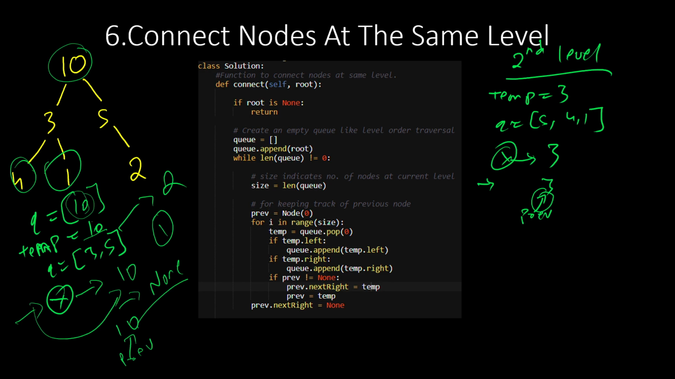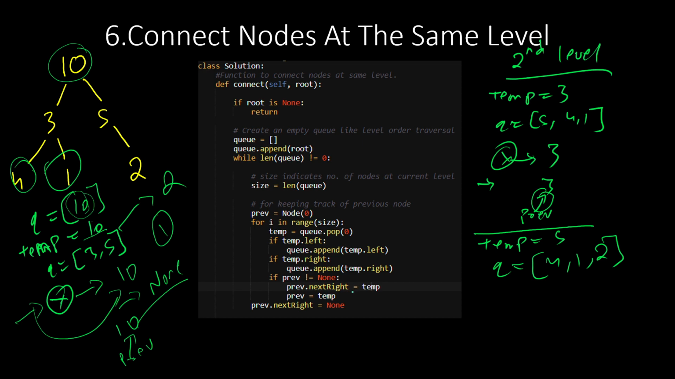Now the size is 2, so one more iteration is there. Now temp will become 5 here. Temp will become the address of 5, and the queue will become 4, 1 and 2. We have added the left and right elements, whatever the elements are present. Now following this condition, previous is not equal to none. Now clearly previous is pointing towards 3. Now it is not none here.